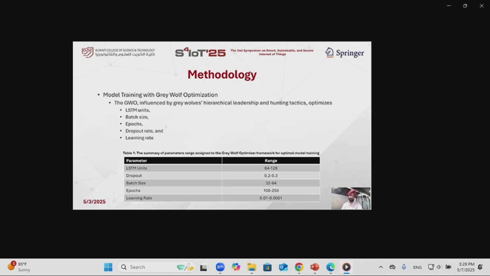These are the ranges of our hyperparameter tuning for the Grey Wolf optimizer. For LSTM units, we mentioned 64 to 128, dropout 0.2 to 0.3, batch size 32 to 64, epochs 100 to 250, and the learning rate was 0.01 to 0.0001. So these are the ranges we give to our Grey Wolf optimizer to choose the best one.